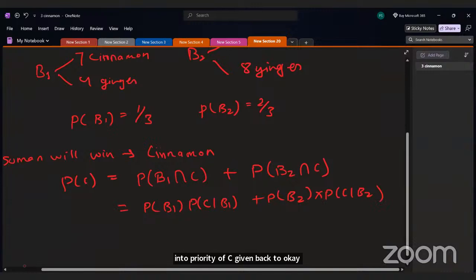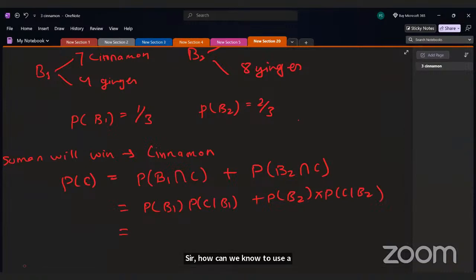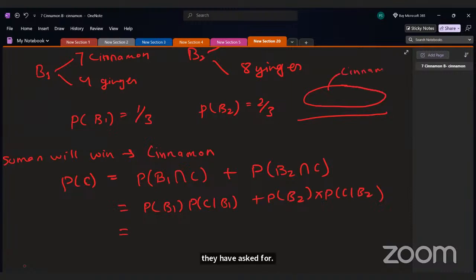Sir, how can we know to use these formulas? Basically, they have asked for the probability of choosing a cinnamon candy, and we have got 2 events, namely bag 1 and bag 2, and you know, they are exhaustive events.